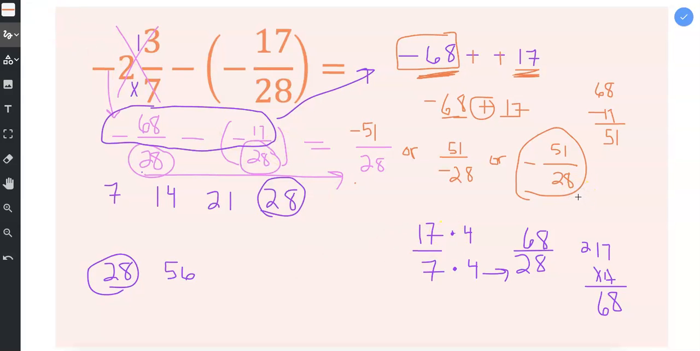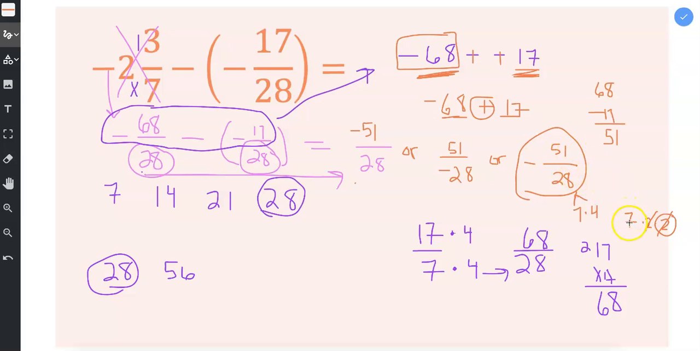And the only thing I didn't mention is that 28 breaks down into 7 times 4. 4 breaks down into 2 times 2. So that means that 7 times 2 times 2, that's the prime factorization of 28. So all I need to do is check and see, is 51 divisible by 2? No, because 51 doesn't end in an even number. So 51 is not even. So it's not divisible by 2.